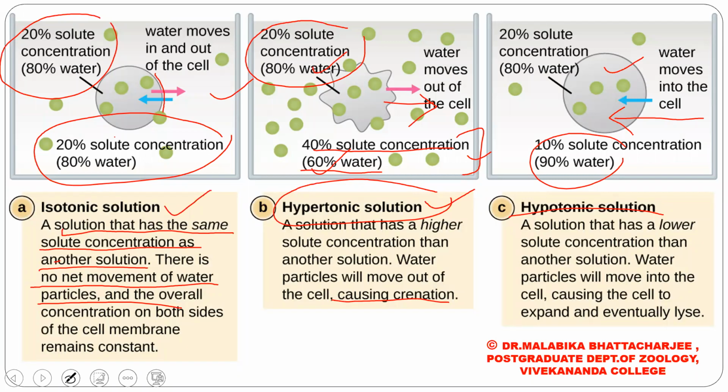So these are the three standard solutions that are experimentally observed, and that is how a cell behaves. When you put a cell in an isotonic solution, no change. In a hypertonic solution, it starts to shrink. And in a hypotonic solution, it starts to swell.